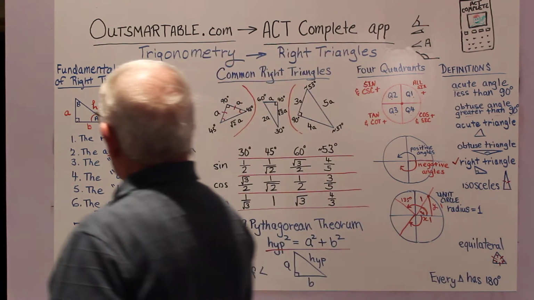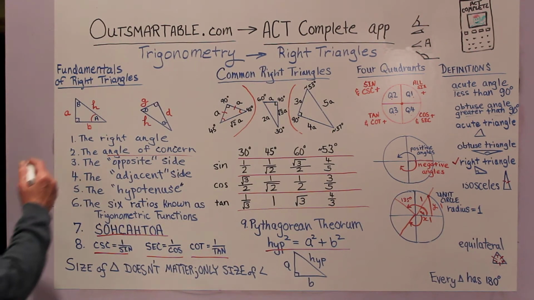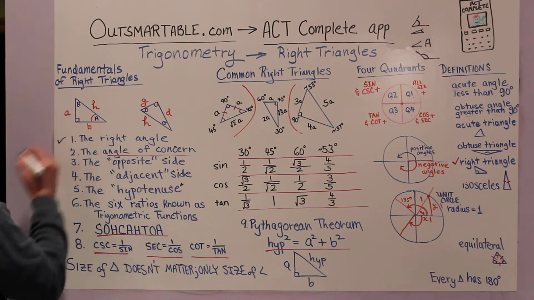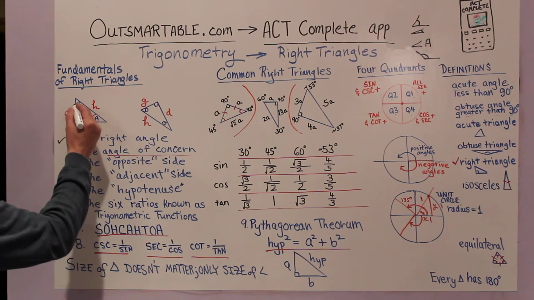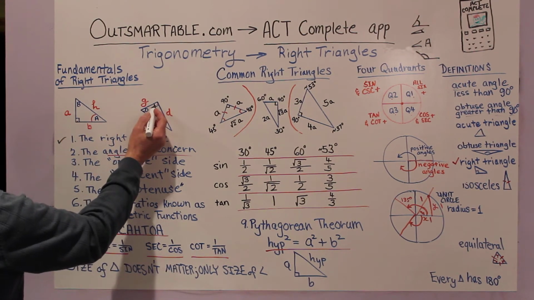Let's look at right triangles. That's what trigonometry is centered on. Some fundamentals of right triangles. Of course, it has a right angle and two acute angles. Here's what your right angle looks like in this triangle, and here it is in this one.